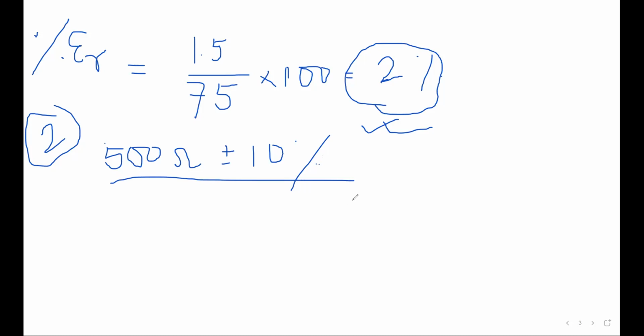Find the limits of resistance between which the value is guaranteed. I'm repeating the question once again. The value of a resistor is specified 500 ohm plus minus 10%. Find the limits of resistance between which the value is guaranteed. So I hope you could do the problem. You do it and tell me the answer fast.